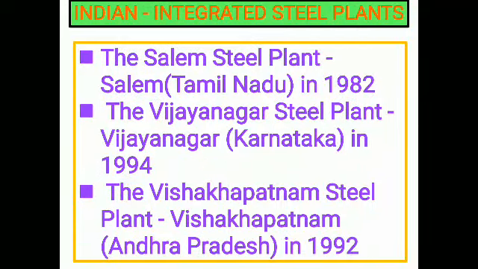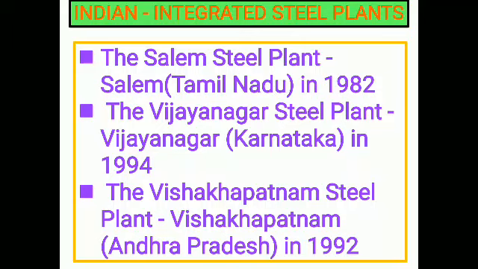The next category of 3 plants come under new steel plants, that is Salem Steel Plant. It has been set up in the year 1982 and manufactures stainless steel. The world-class stainless steel product has been manufactured in the Salem Steel Plant. The next steel plant is the Vijayanagar Steel Plant, which has been set up at Vijayanagar, Karnataka in the year 1994, and it manufactures flat steel and long steel.